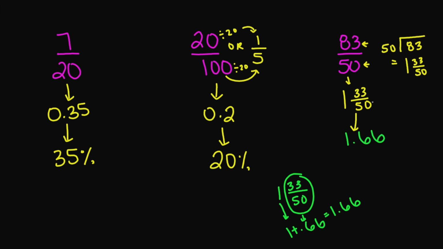And how do I convert this into a percentage? If you have 1.66, you move 2 decimal places to the right or multiply by 100. So we have 1, 2. It puts us right here after the 6. So this is going to be 166%.